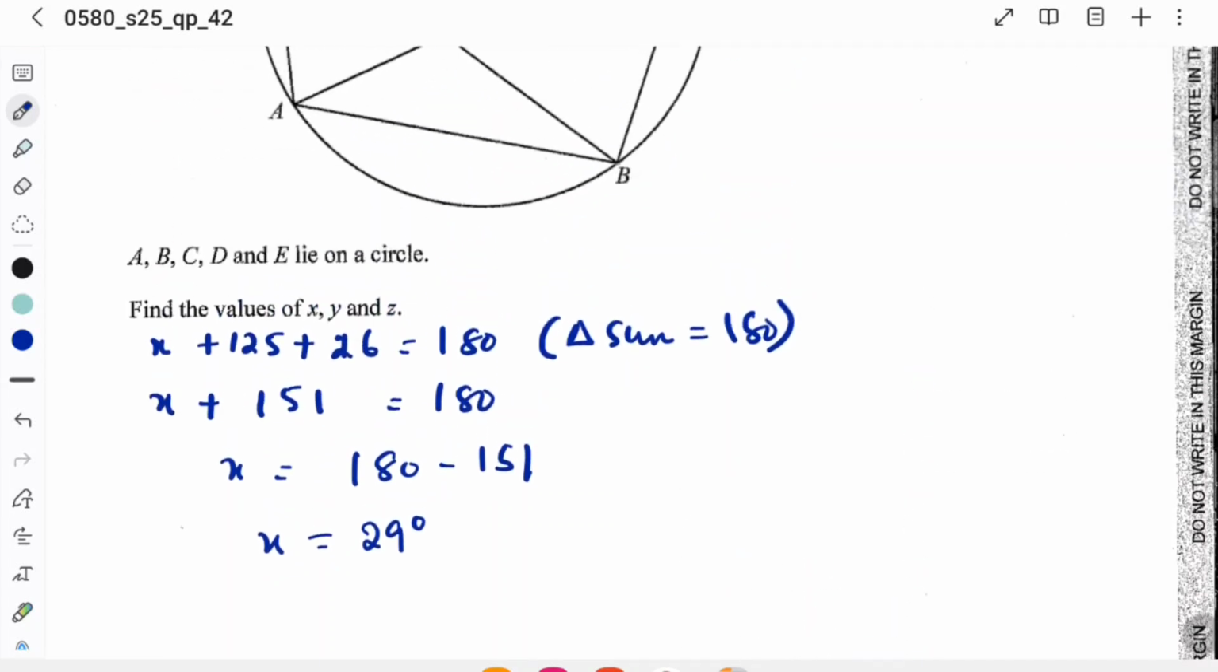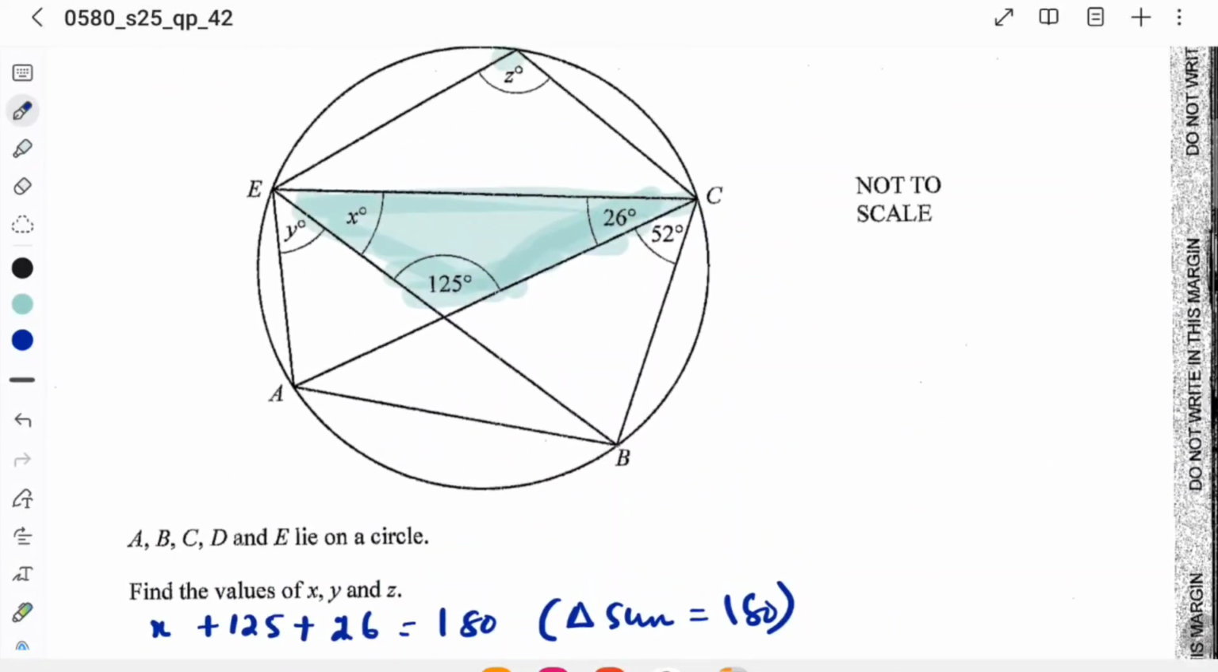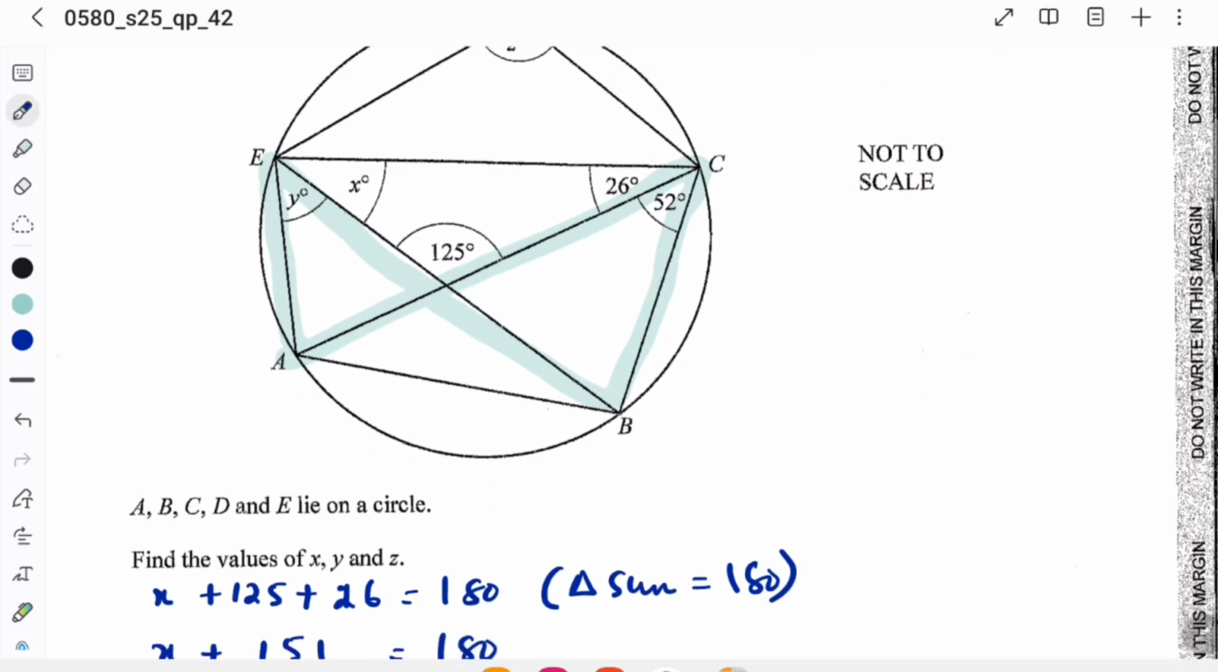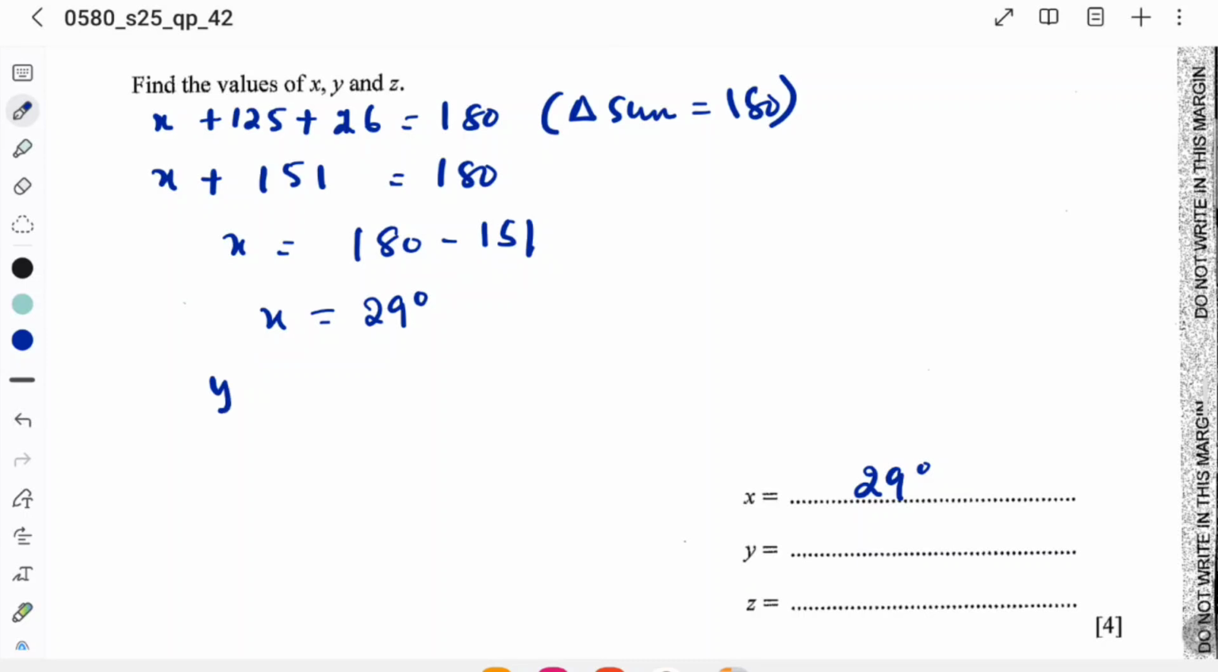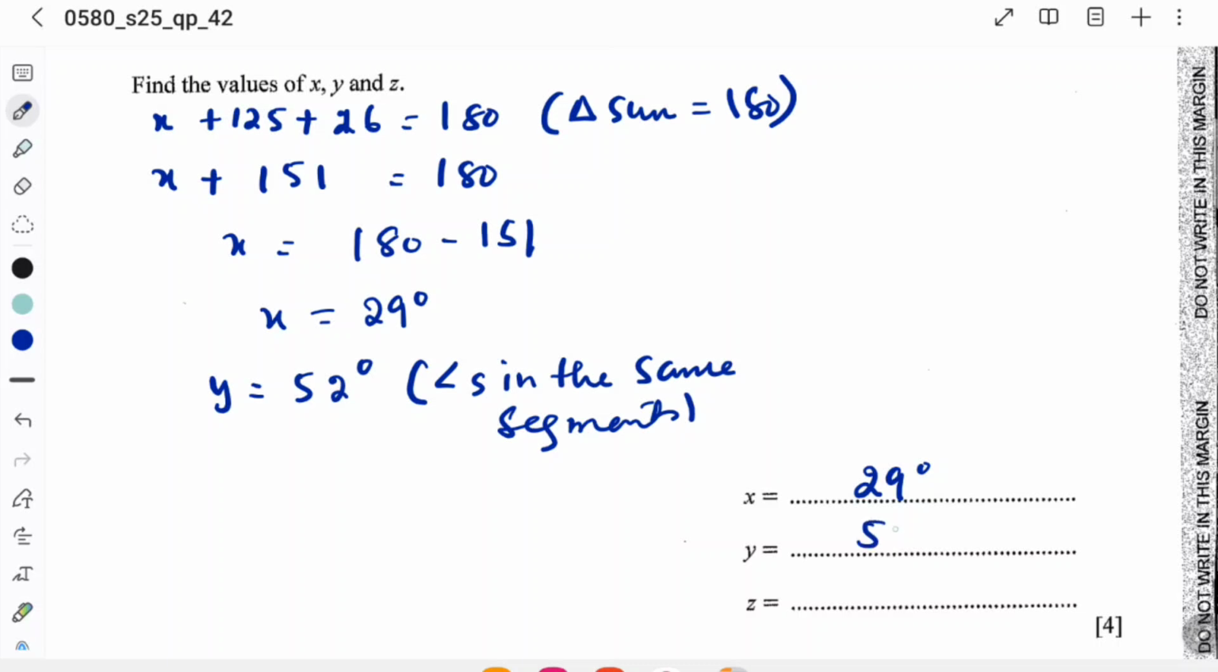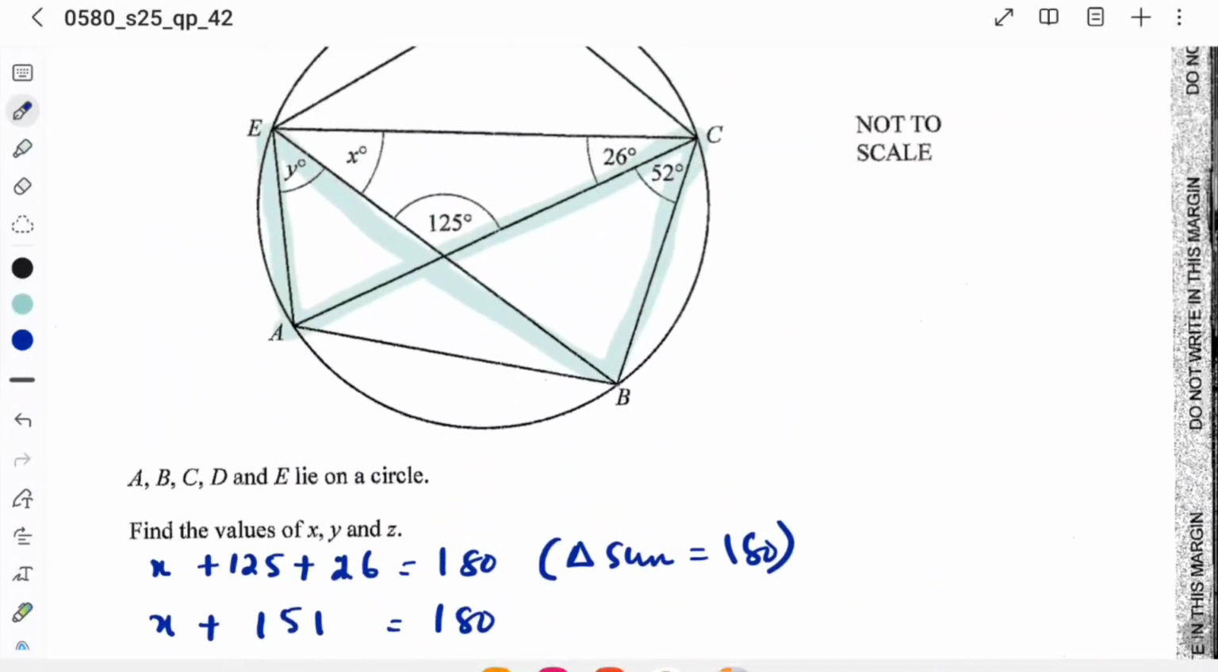It's an easy question. Then for y, we have already checked how to get the value of y. It's angles in the same segment, 52. Y is equal to 52 degrees, angles in the same segment. No need for any calculations or any steps. Okay, 52 degrees. Now the last, z.